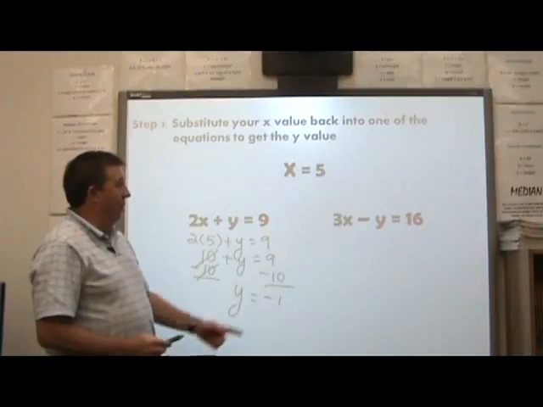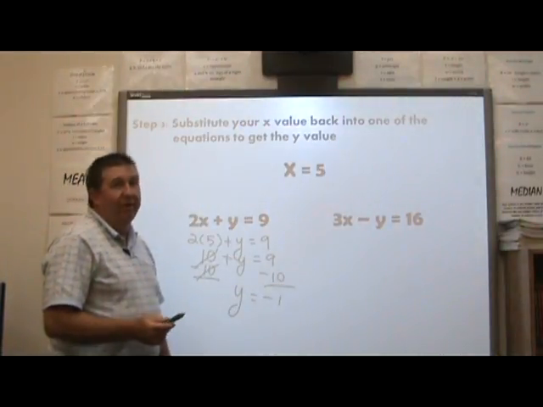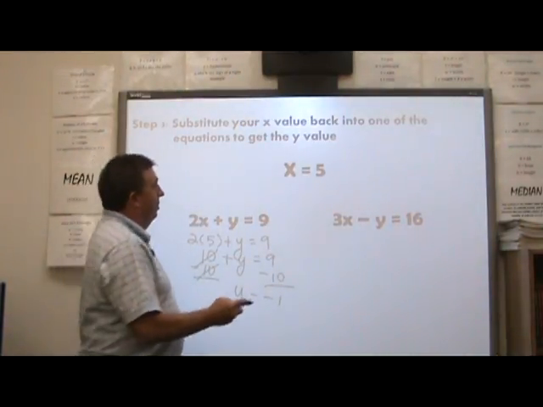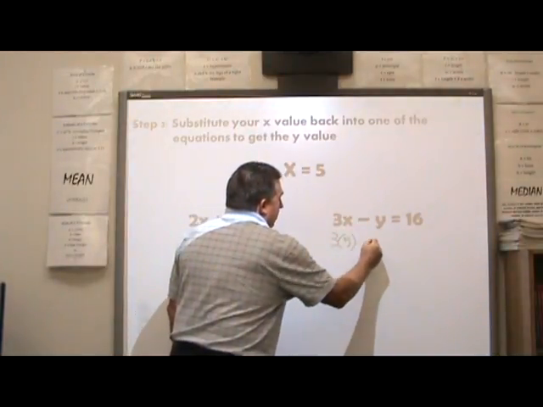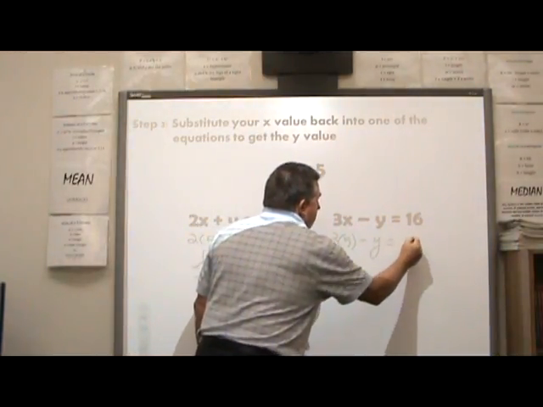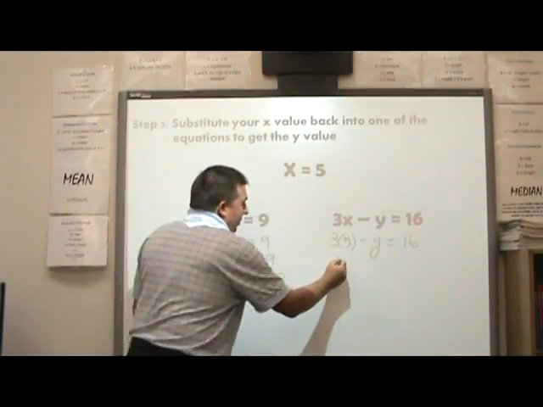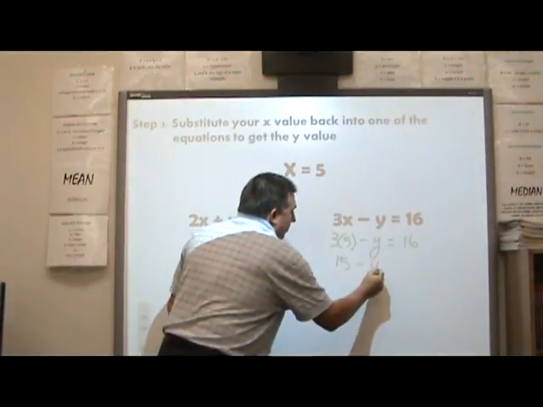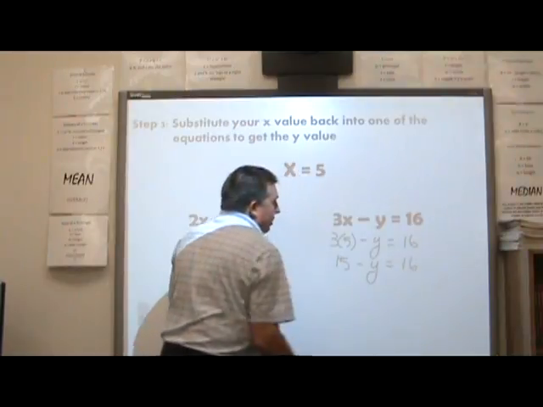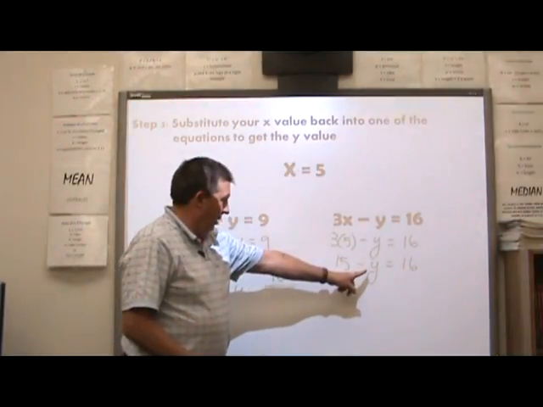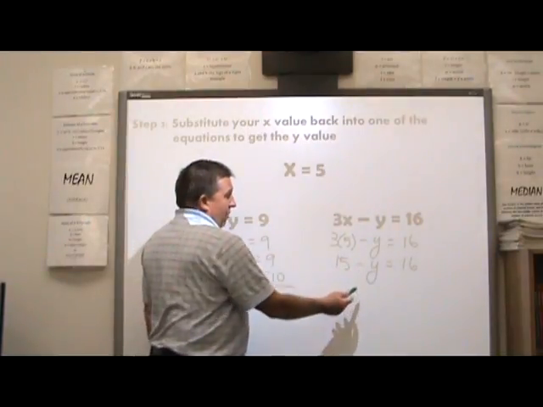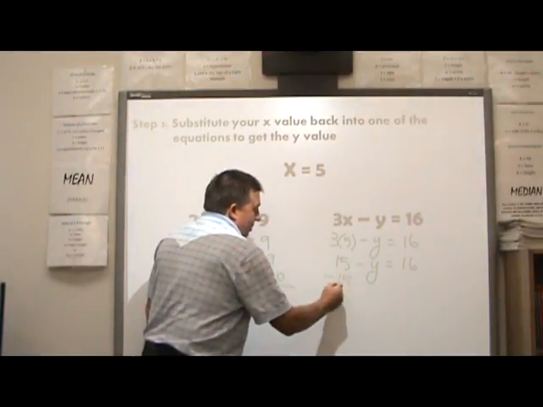To prove that's true, I'll do it on the other equation as well. You don't have to do both of them, one will be sufficient. Put the 5 in for the x. 3 times 5 is 15. 15 minus y equals 16. Now this is a negative y, and I'll show you what to do with that in the next step. But to get the negative y by itself, you have to subtract 15 on both sides first.